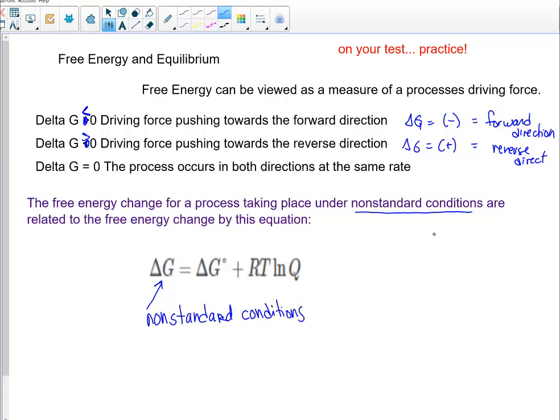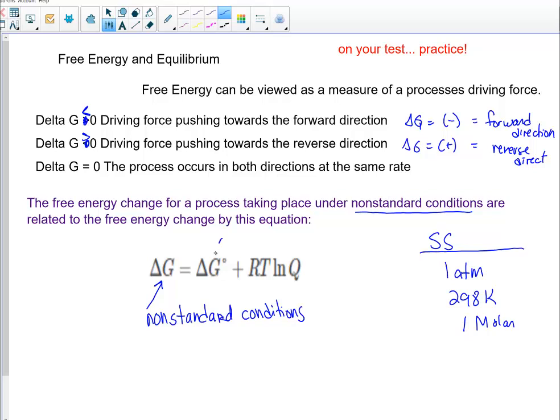remember what standard states were? Standard states, we said, was 1 atmosphere pressure, 298 Kelvin, 1 molar solutions. If we had aqueous solutions, those are standard states. What if we're not using standard states? How can we solve for delta G at a non-standard condition?